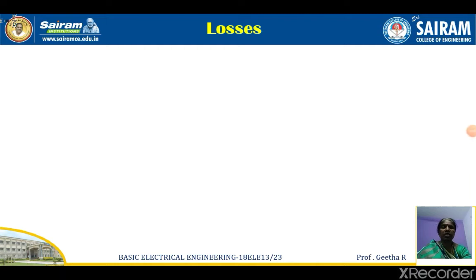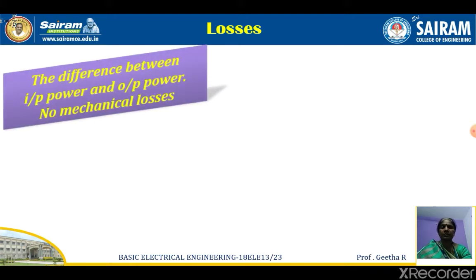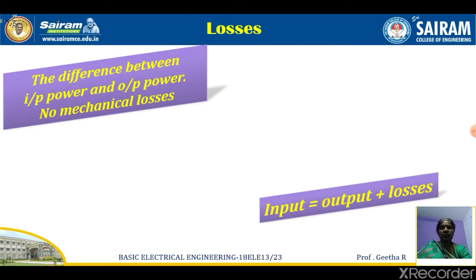Good morning. In today's class, we are going to learn about the losses associated with the transformer, efficiency of the transformer, and the condition for the maximum efficiency for a transformer. The difference between the input power and the output power is nothing but the losses. As far as the transformer is considered, there are no mechanical losses. You can say input is equal to output plus losses.